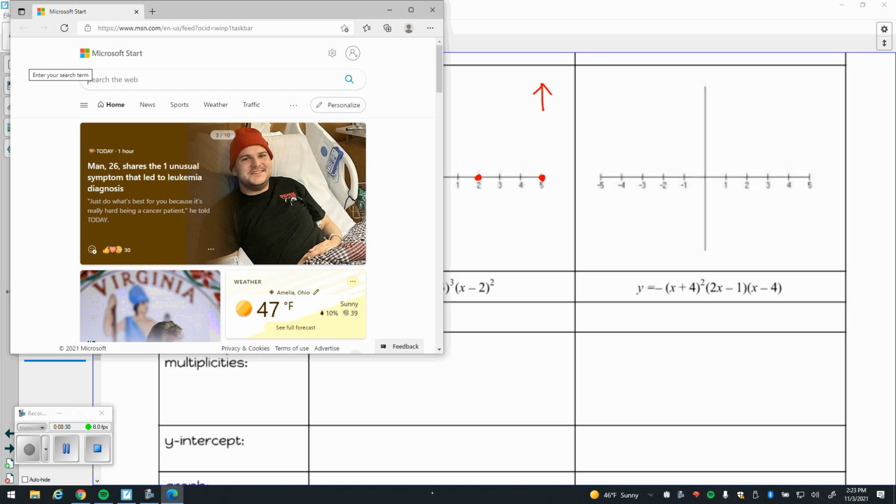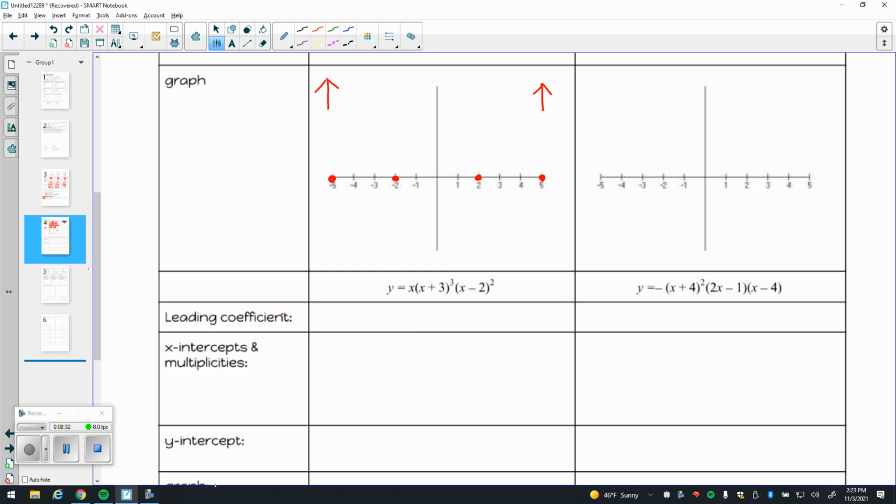Okay? What's happening at negative 5? What's my multiplicity? It's 1, so it does what? Straight through. What about at negative 2? What about at 2? And what about at 5? I would suggest you not try to cut corners and make a mistake that could easily make your graph all wrong. Now, I would just connect them as best as possible, like so. Okay?